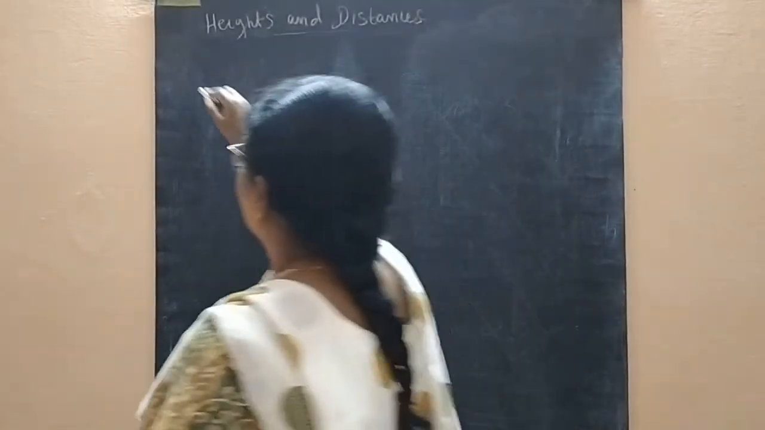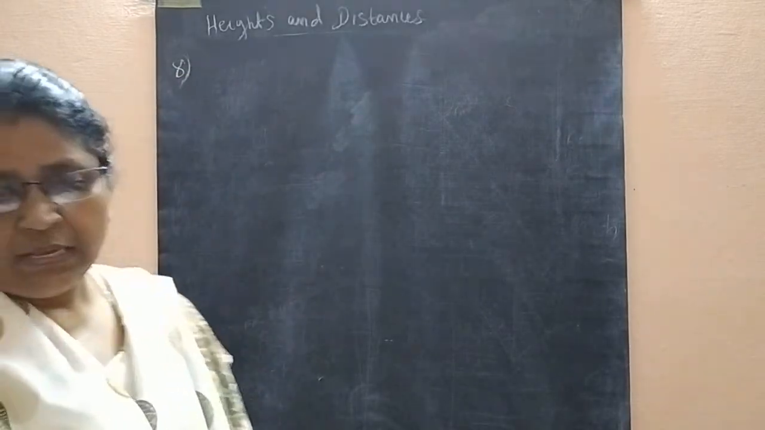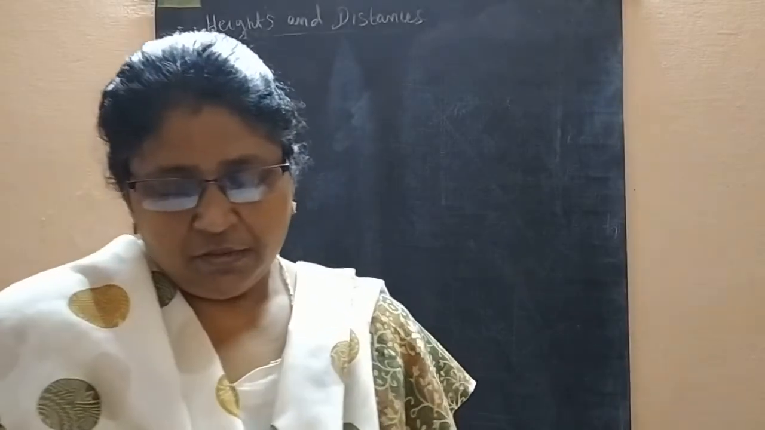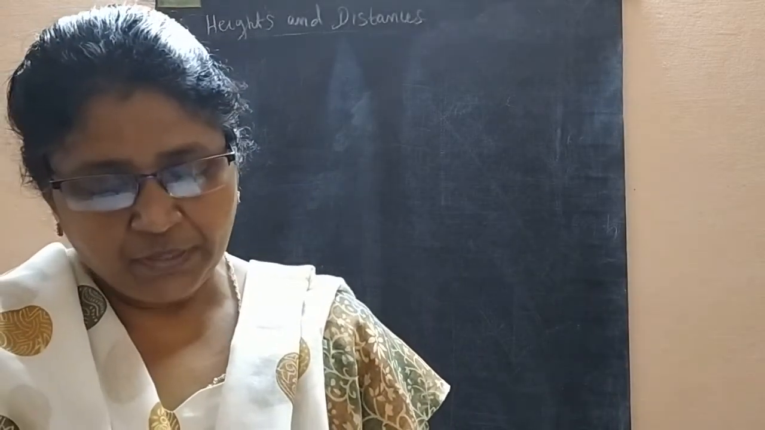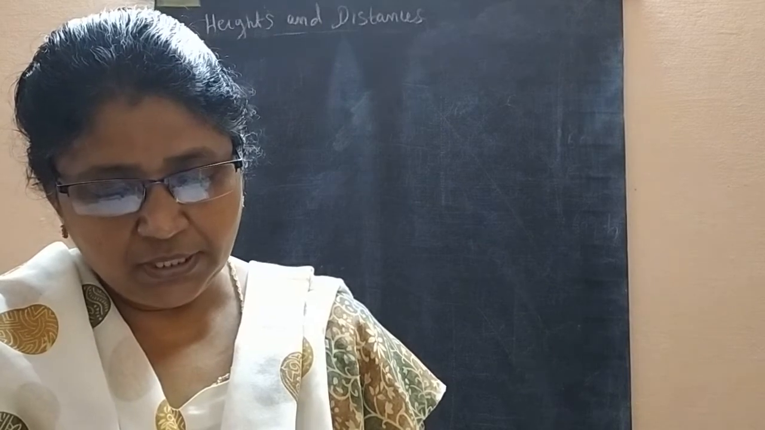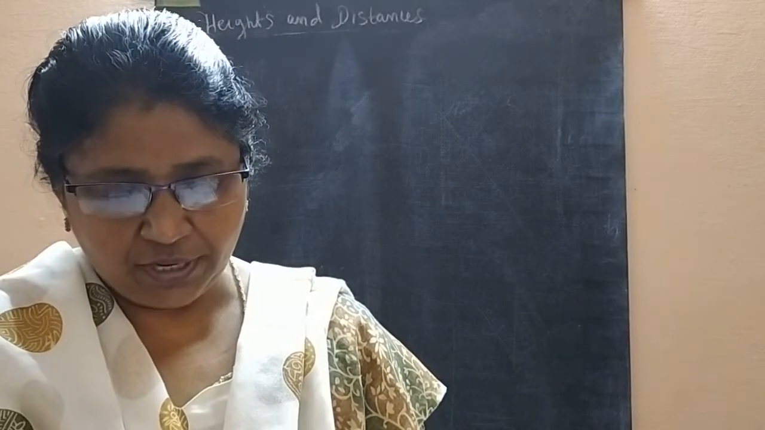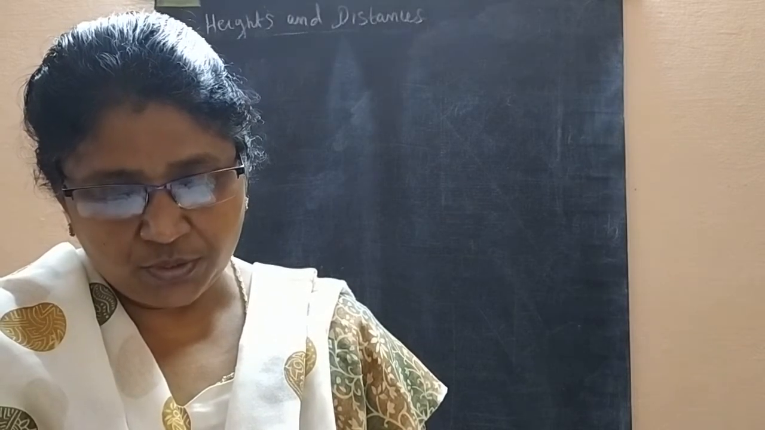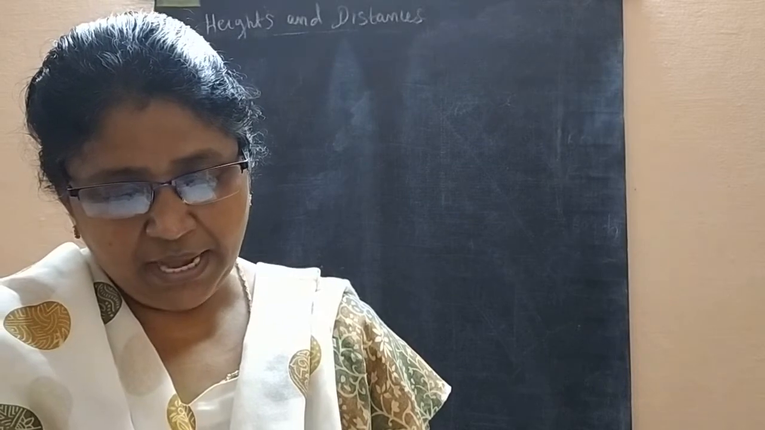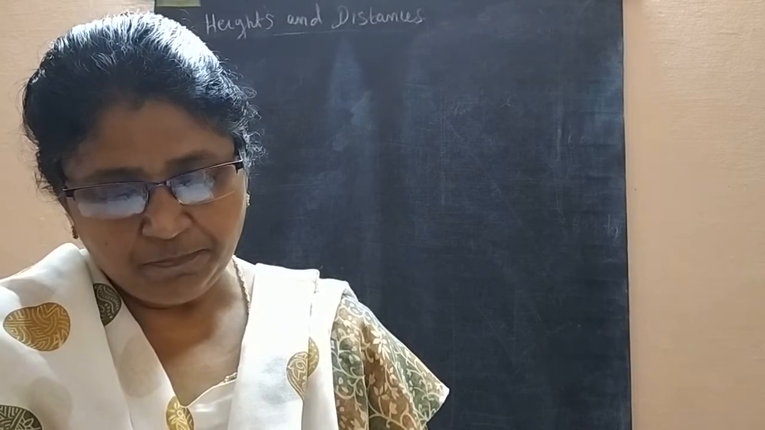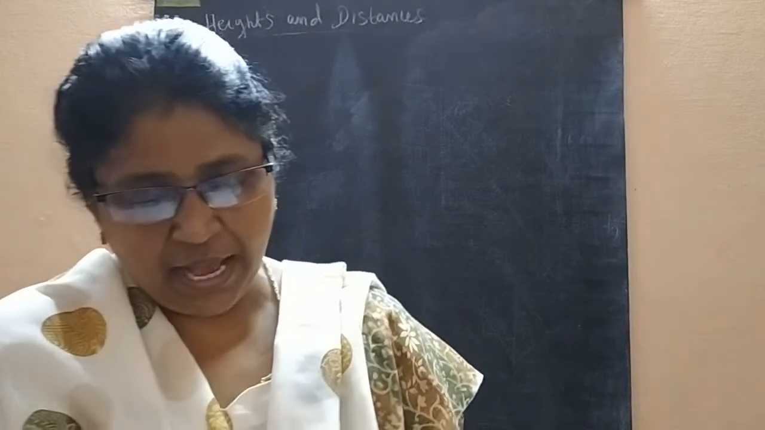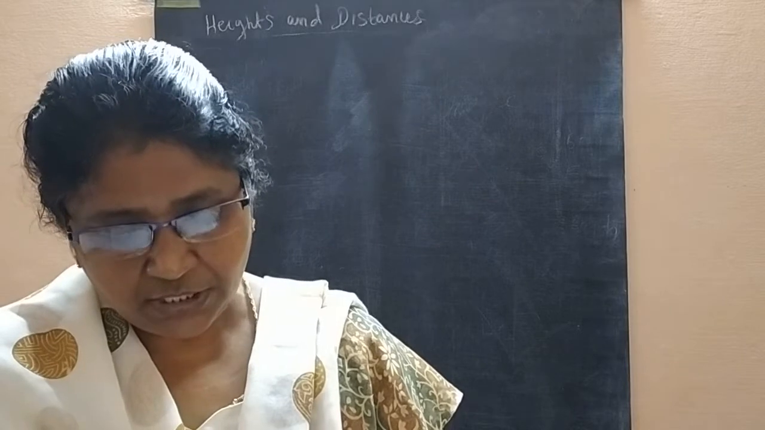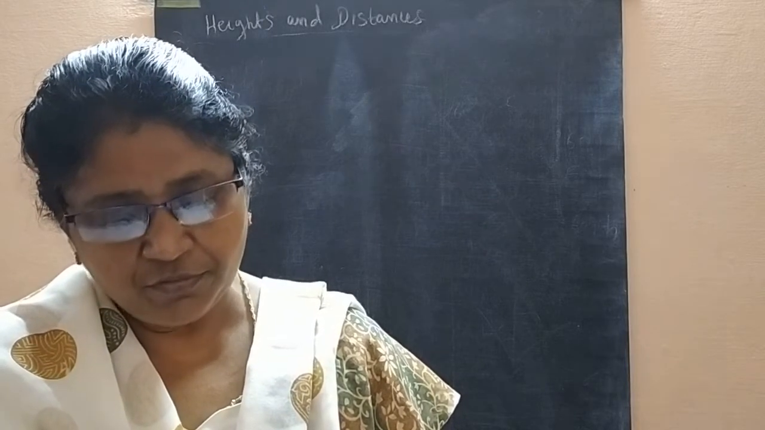Next question. A bird is sitting on the top of a tree which is 80 meter high. The angle of elevation of the bird from a point on the ground is 45 degree. The bird flies away from the point of observation horizontally and remains at a constant height. After 2 seconds, the angle of elevation of the bird from the point of observation becomes 30 degree. Find the speed of flying of the bird.